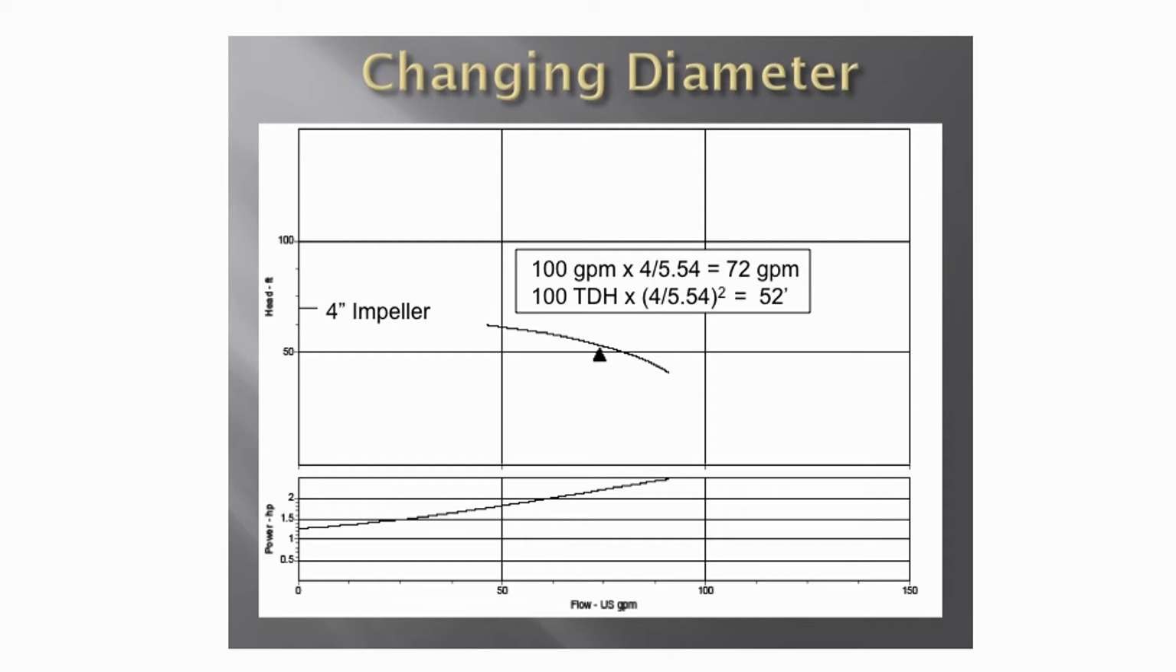Plot this point. You can plot more points and draw a curve to match the points, or use a French curve to draw a parallel curve to the 5.54-inch curve through the 4-inch point. The same laws apply to changes in speed. Oftentimes you have a curve at a given speed, usually a synchronous motor speed, and you want to know what speed is required to get a new set of performance. This is done by trial and error.